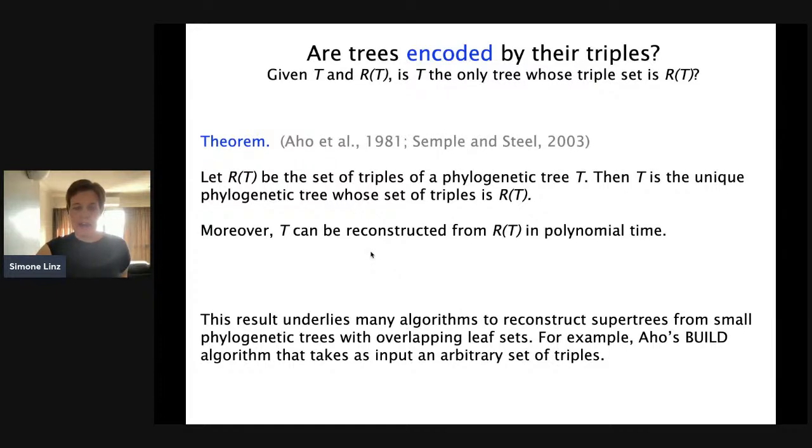And this result underlies many algorithms in the reconstruction of supertrees. So supertrees are these phylogenetic trees that are reconstructed from smaller trees on overlapping leaf sets. So the leaf sets are not always the same as for consensus trees, but overlapping. And for example, Aho's algorithm called BUILD takes as input an arbitrary set of triplets. So important here, it takes as input an arbitrary set of triplets. That means it could come from a tree, but could be basically any set of triplets. And it decides whether or not there exists a tree whose set of triplets is exactly the input. And if such a tree does not exist, the algorithm just exits.